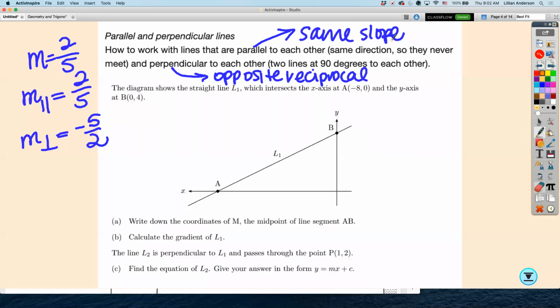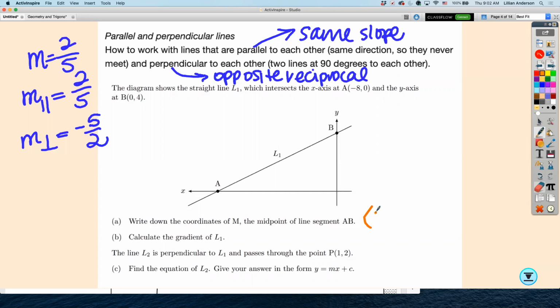The diagram shows a straight line L1, which intersects the x-axis at A(-8, 0) and the y-axis at B(0, 4). Write down the coordinates of M, the midpoint of the segment. Let me hear from somebody online. What were the coordinates of M?